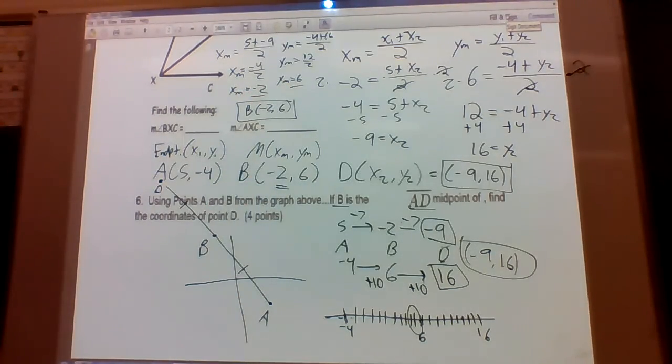We have B, which is our midpoint. Okay, so that is quiz 2.